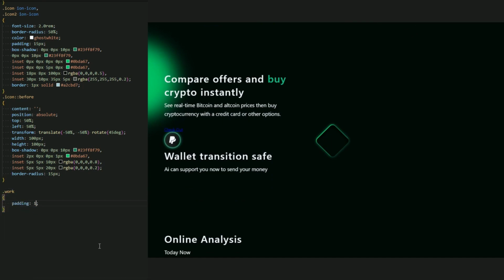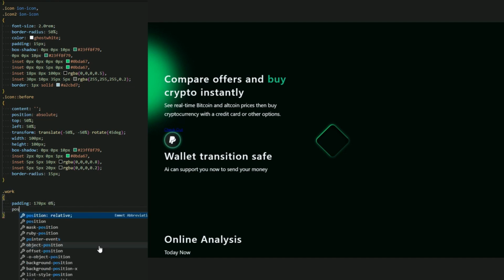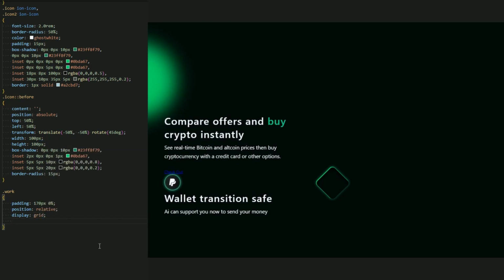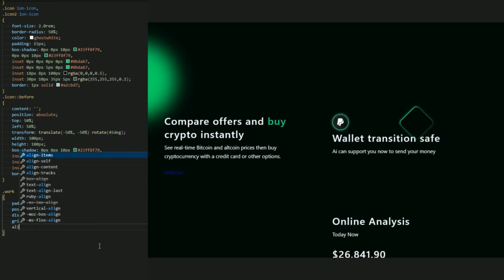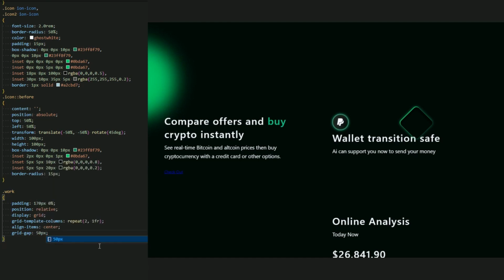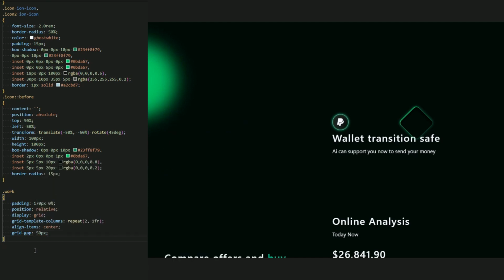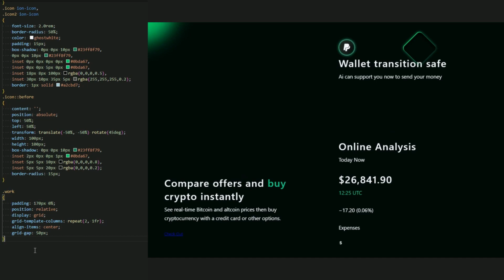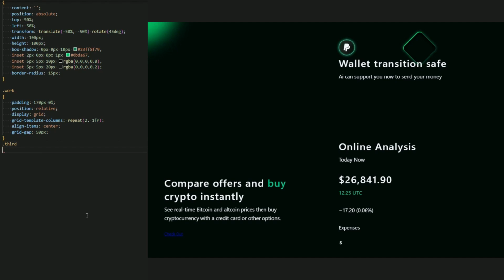let me add the padding 170 pixels, 0%, and the position relative, display grid, and grid template column, repeat, 2 1fr, and align items center, grid gap, little distance, 50 pixels. Here we go. Now I create a third one for this circle inside this work. So the second one, let be this, but let me just type it. The third, let's set a width 500 pixel and the height 500 pixel.